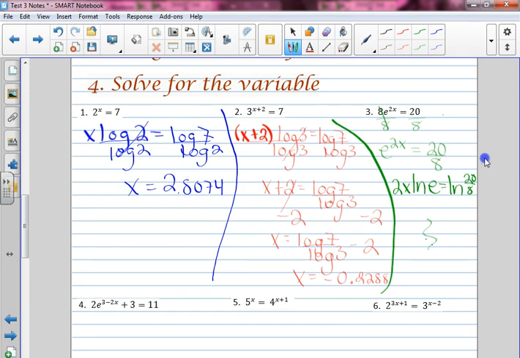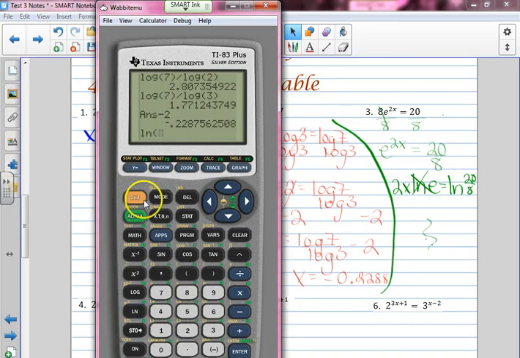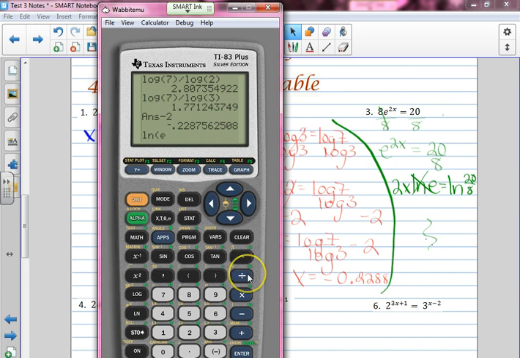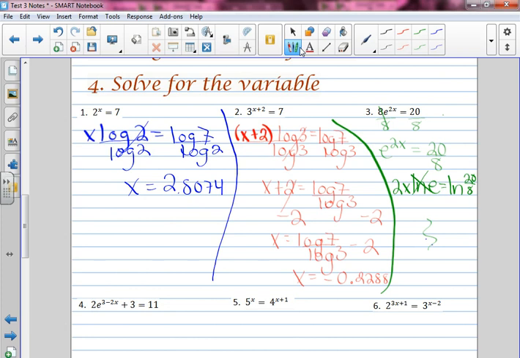Now, the natural log of e cancels out. Don't believe me? Natural log of, not pi, the natural log of e, enter. That's 1. That means it cancels out. So the natural log of e is gone. So that gives me 2x equals the natural log of 20 over 8. And now all you need to do to get x by itself is divide by 2. So x equals the natural log of 20 over 8 divided by 2.